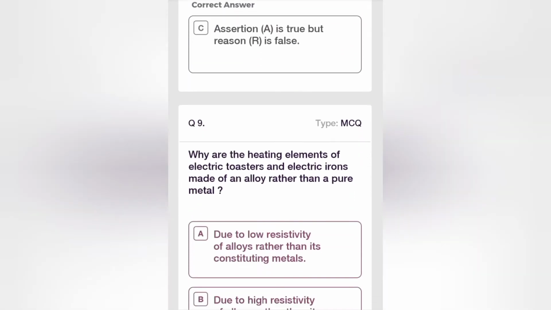Ninth question. Why are the heating elements of electric toasters and electric irons made of an alloy rather than a pure metal? See, alloys. Why do we use alloys rather than a pure metal? Because alloys are better than the pure metal, the alloys will be having good resistivity. Okay, you can find that the toasters and irons, the alloys which are used have got high resistivity and high resistance.